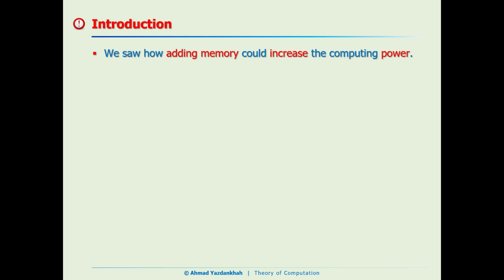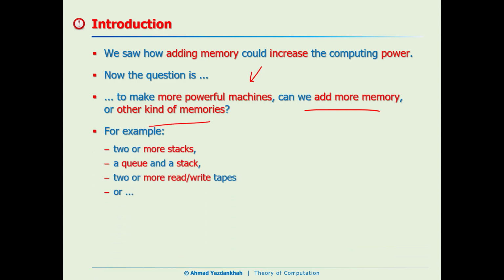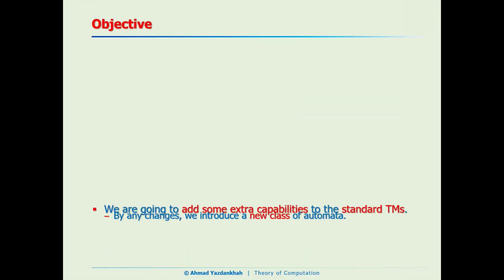Now the question is, to make more powerful machines, can we add more memory or other kinds of memories? For example, if I add two or more stacks, or let's say a queue and a stack, or more read-write tapes, can I get more powerful machines? This is a very important question. And how far can we go? What is the ultimate power? These are the objectives of this section.